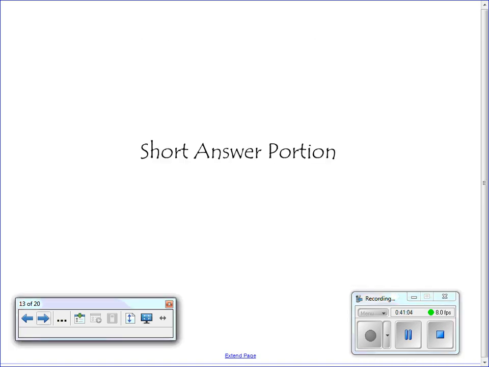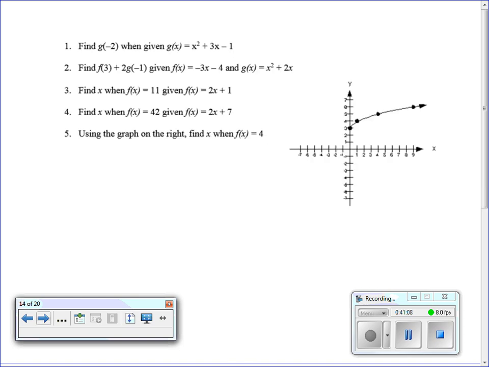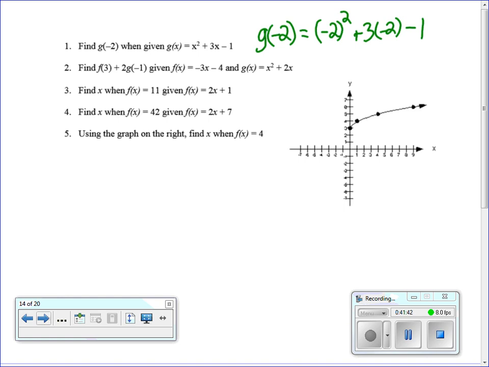Okay, this is your short answer portion of your review. So, looking at number 1, it says, find g of negative 2 when given g of x equals x squared plus 3x minus 1. Remember that when the value is on the inside of the function notation, it wants you to evaluate that function for x. So g of negative 2 wants you to evaluate g of x for x equaling negative 2. So instead of x squared, you're going to have negative 2 squared plus 3 times negative 2 minus 1. Then follow order of operations to solve it. So negative 2 squared is 4 plus negative 6 minus 1. Well, 4 plus negative 6, or 4 minus 6, would be negative 2 minus 1, which would give you negative 3. So g of negative 2 is equal to negative 3.